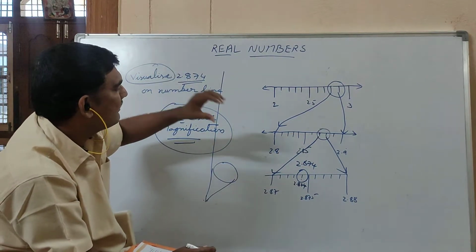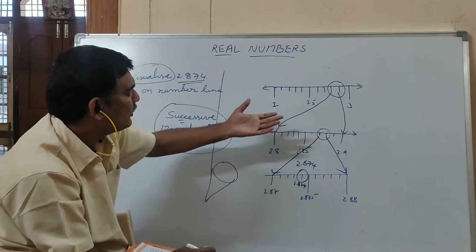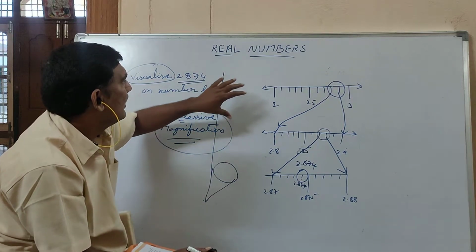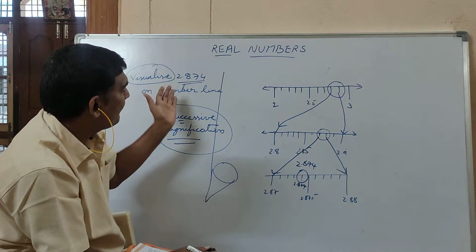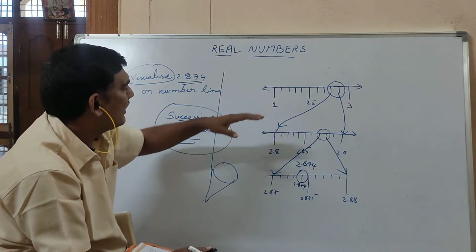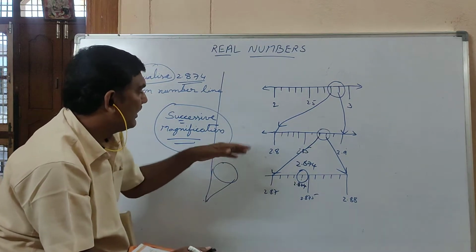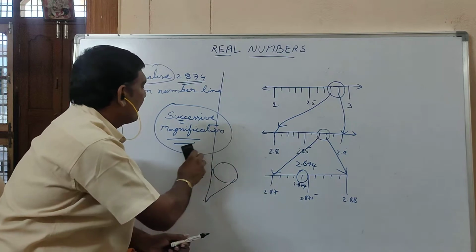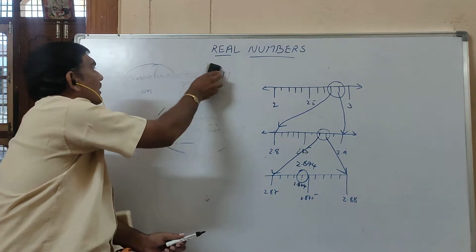So what we have done here is we visualized 2.874 on a number line. It is one method to represent fractions, rational numbers or decimals on a number line. You represented decimals on the number line like this. It is successive magnification. Now, practice more problems like this.